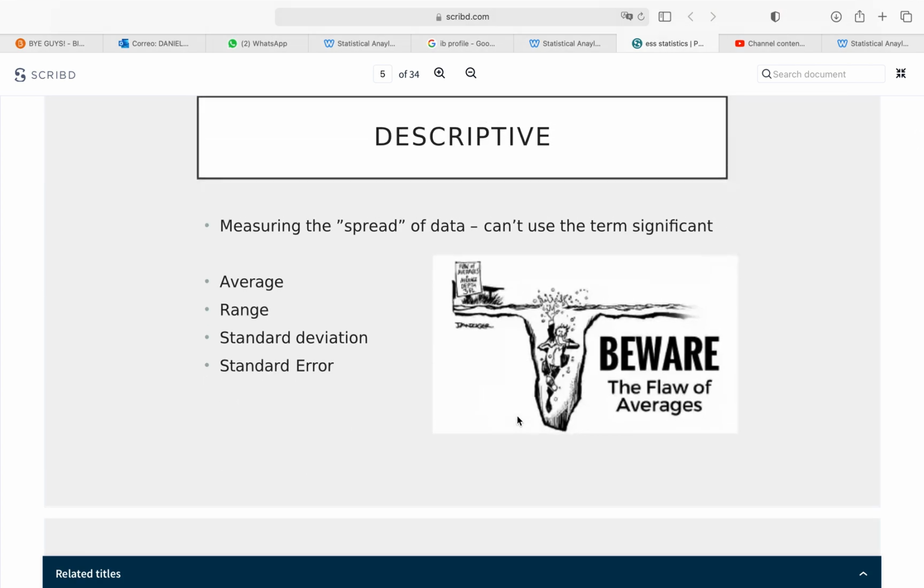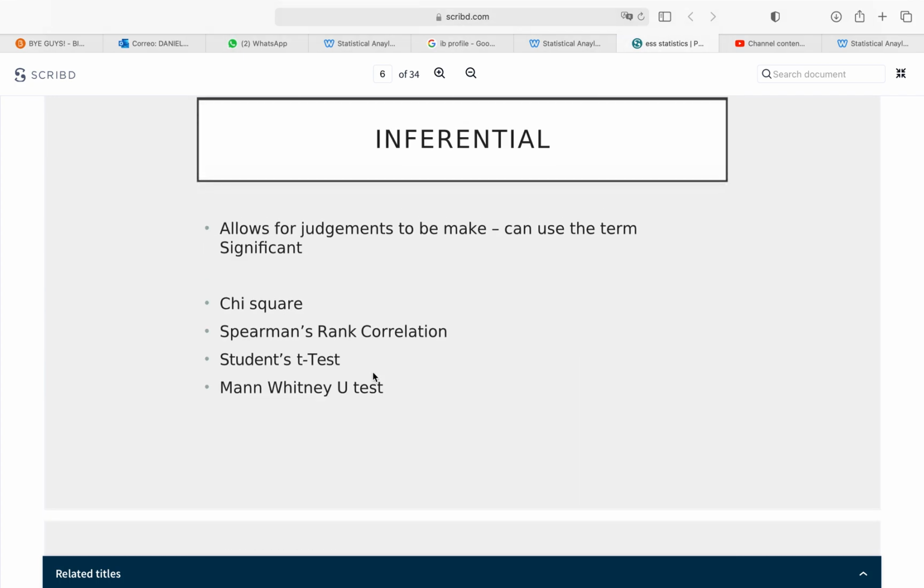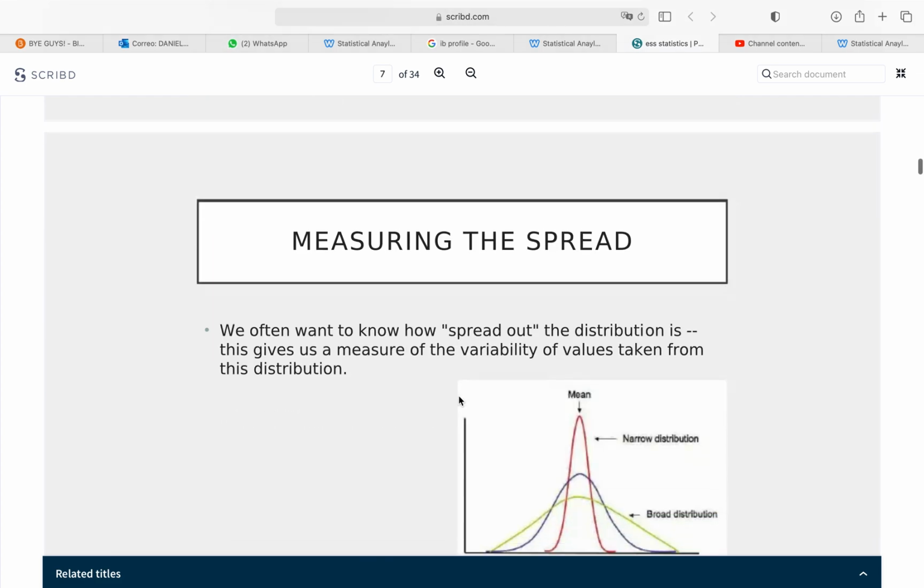Descriptive is the description, right? We need to measure the spread of data. Again, spread, okay? You can use the term significant. So we have average, you know how to calculate the average or mean, range, standard deviation, and the standard error. So those are some of the things that you can use. Also, we need to know and learn what chi-square is, and the student's t-test, which is the most commonly used in science.